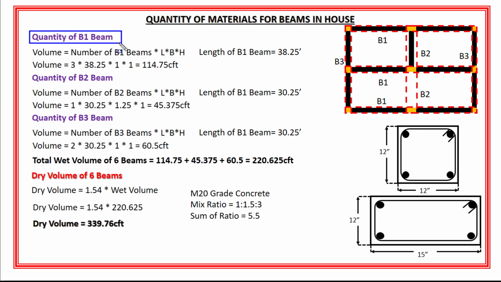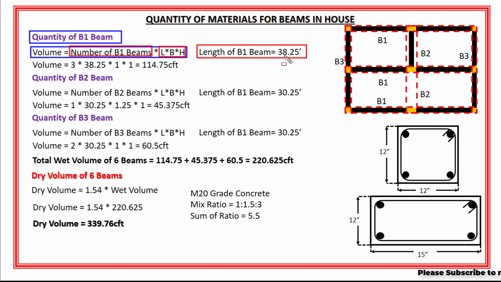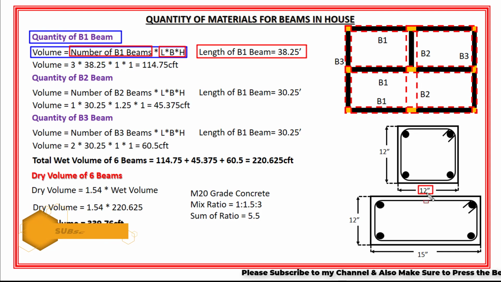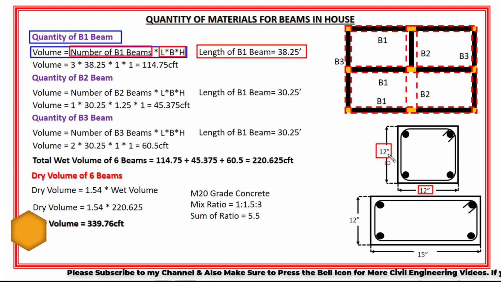So the volume of B1 beam is equal to number of beams into length into breadth into height. Here number of B1 beams are 3. Length of B1 beam is 38.25 feet. Width of B1 beam is 12 inches and 12 inches is equal to 1 feet. And height of B1 beam is also 1 feet.